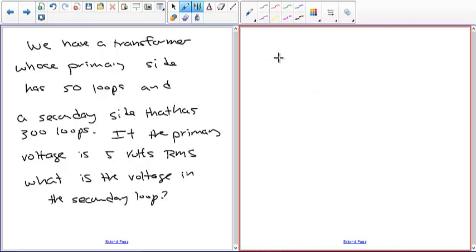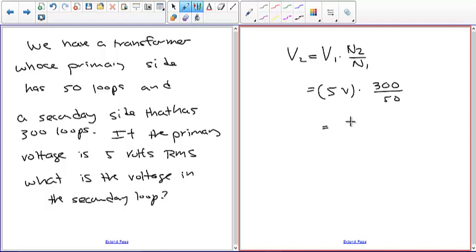Okay, so all we have to do is just say V2 equals V1 times N2 over N1. So our voltage is 5 volts RMS. Our number of loops in the secondary is 300. The number of loops in the primary is 50. So 300 divided by 50 is 6, so you get 30 volts. So that's your secondary voltage.